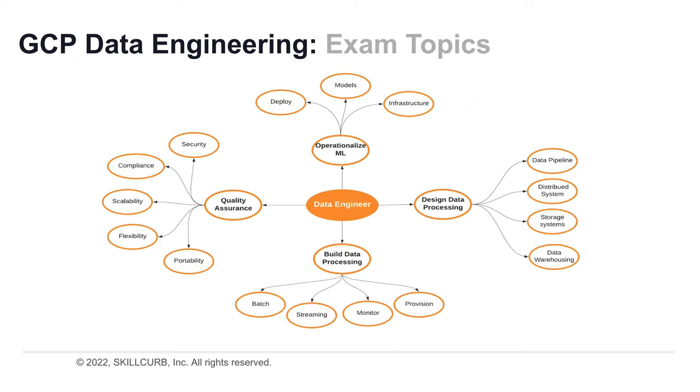I've put together a visual for you to help you understand the exam topics. What you should focus on are the main categories: design and building data processing systems, operationalizing ML systems, and also quality assurance of your system. So I've also subdivided the main categories for you as well. So hopefully this will help you understand the topics easily.